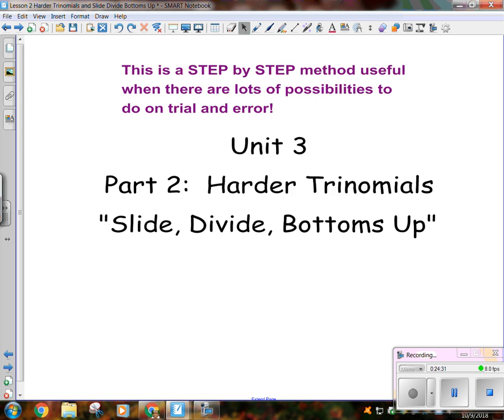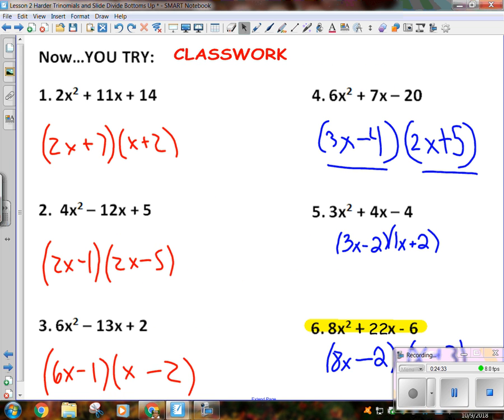Let me jump back for just a second. Do you see problem number 4, for example? How many ways were there to factor 6x? 2. So there was 1x times 6x. There was 2x times what? 3x. How many ways are there to factor 20? 1 times 20, 2 times 10, 4 times 5. 2 ways here, 3 ways there. That's a lot of combinations when you switch places, right? There's a lot to check. I'd probably just jump in and do slide, divide, bottoms up.